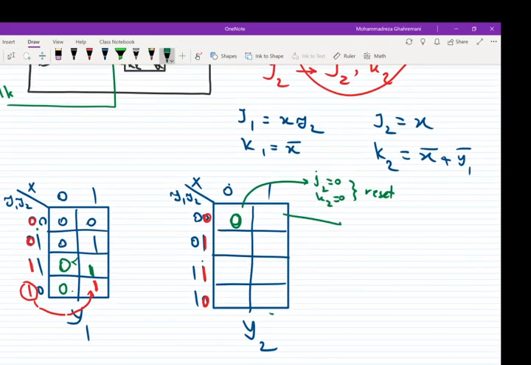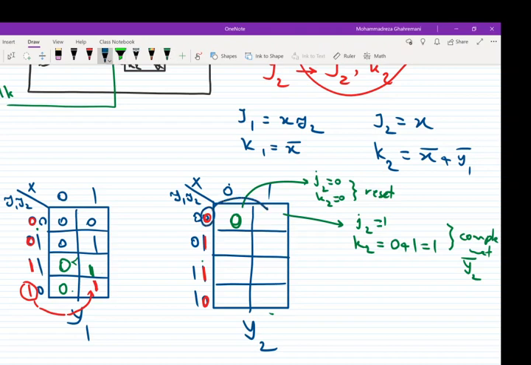For here, j2 is 1, k2 is 0 plus 1, 0 plus 1, which is 1. So j2 is 1, k2 is 1 means complement, or y2 bar. What is y2? y2 of course has a value of 0, so it will be complemented and here will be 1.